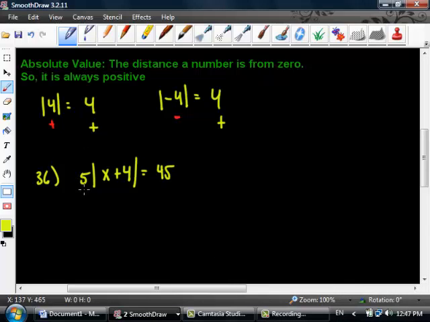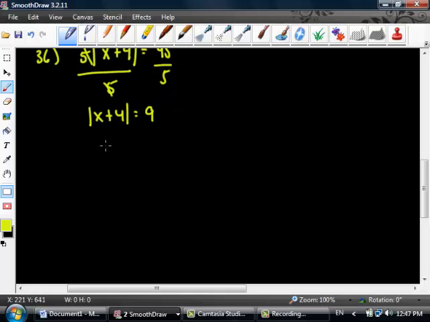Amol, what's the first move? The first move is to divide the sides by 5. Absolutely, divide both sides by 5. Absolute value of x plus 4 equals, I was going to say 15. It's 9. My bad. We all make mistakes. Negative version, positive version. Negative, parentheses, x plus 4 equals 9. And then x plus 4 equals 9.